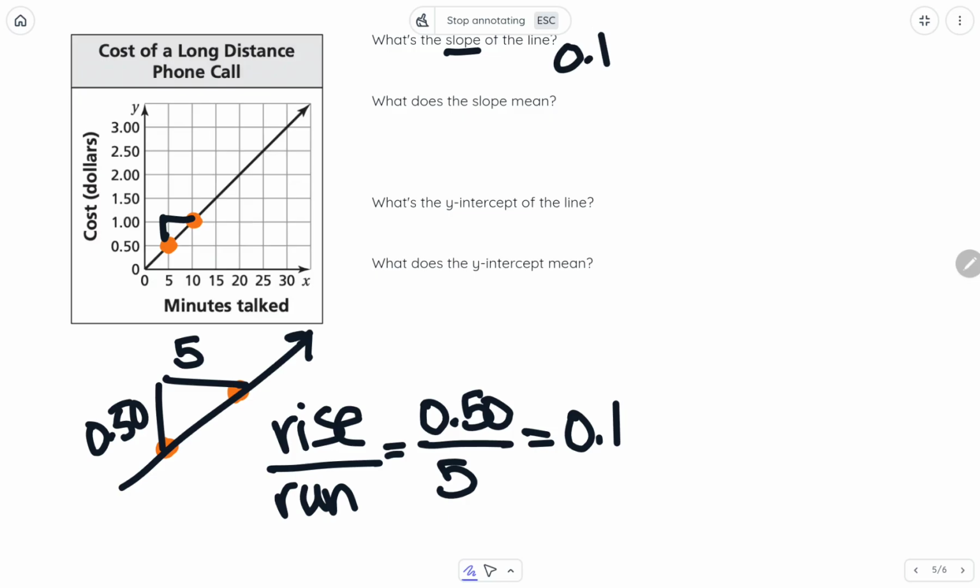What does the slope mean? So the slope is comparing how fast your cost changes depending on how many minutes you talked. So for every 5 minutes you talk, right, your cost goes up 50 cents. Or for every 1 minute you talk, your cost goes up 10 cents, right? This is really 10 cents.